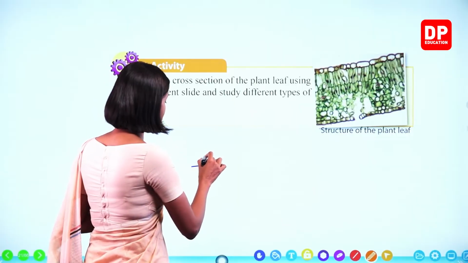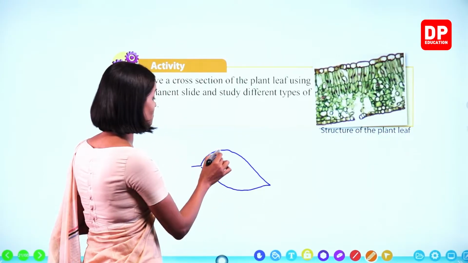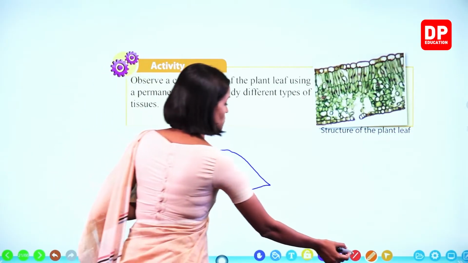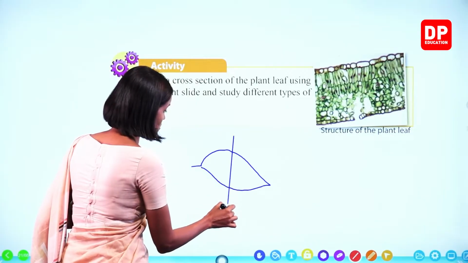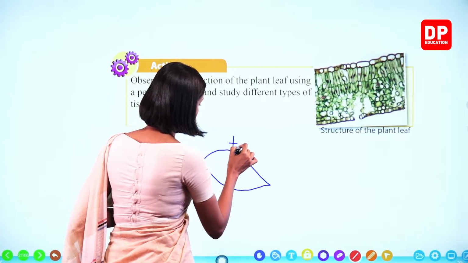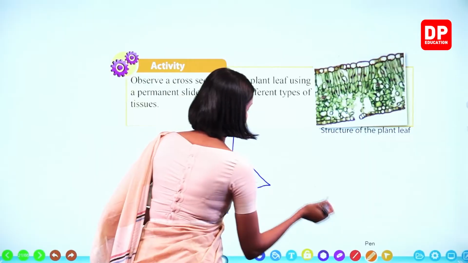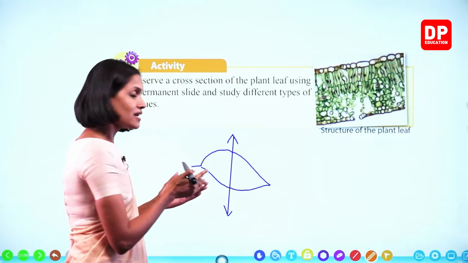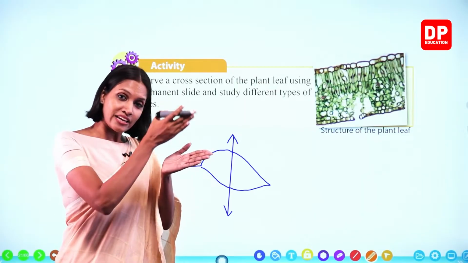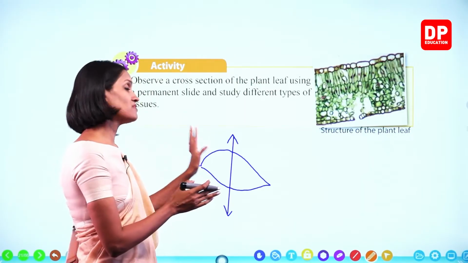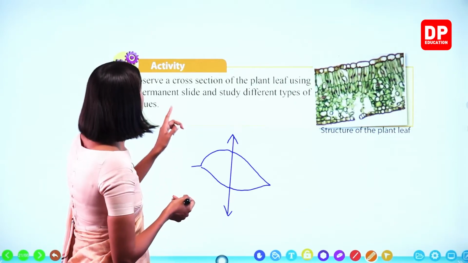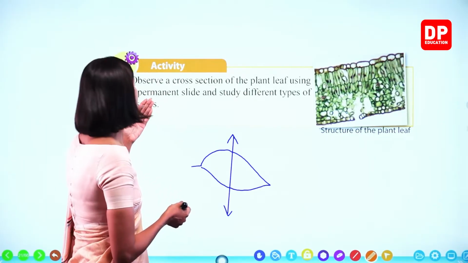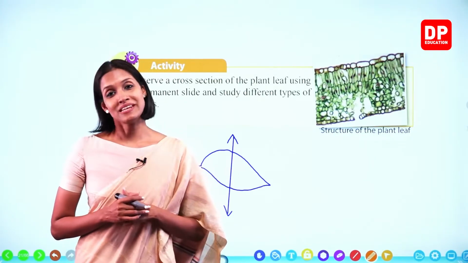You have to take a plant leaf like this. What we are going to observe here is a cross section of the plant leaf. So we have to take a cross section. You have to take a plant leaf, cut across like this, and take a tiny, very thin layer of that and observe it under the microscope, right? Observe a cross section of the plant leaf using a permanent slide and study different types of tissues. We will do this activity in the lab now.